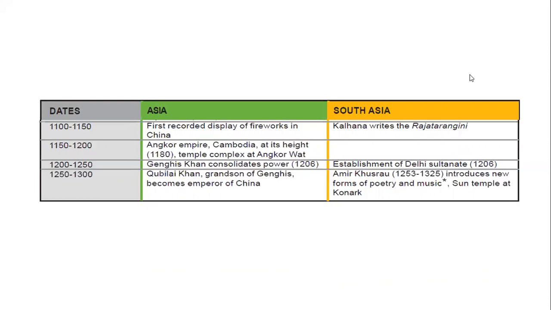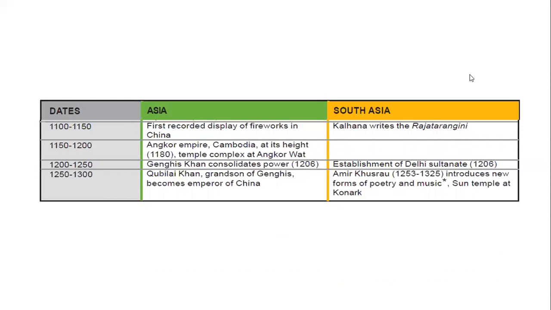Then Genghis Khan consolidates power, and 1250 to 1300 we see that Kublai Khan, who is the grandson of Genghis Khan, becomes the emperor of China. In South Asia, we see Kalhana writes the Rajatarangini, establishment of Delhi Sultanate, and Amir Khusrau introduces new forms of poetry and music. And then there is Sun Temple of Konark.